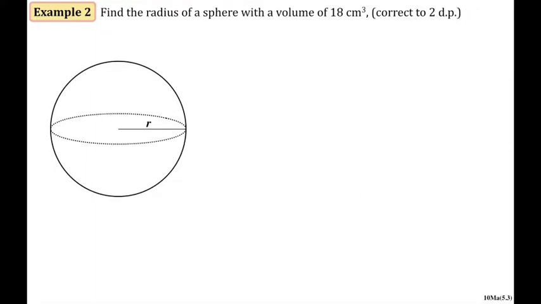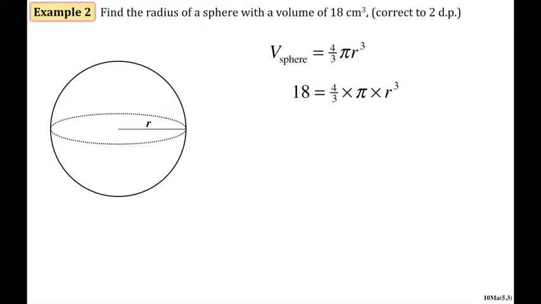Let's try our second example. This is a bit trickier because it says to find the radius. We don't know the radius of the sphere, but the sphere has a volume of 18 centimetres cubed. Well, we're dealing with volume, so let's write down the formula for the volume of a sphere. The volume is equal to 4/3 times pi times r cubed. But I know the volume is 18, so over on the left side of the equal sign I can say 18 equals 4/3 times pi times r cubed.